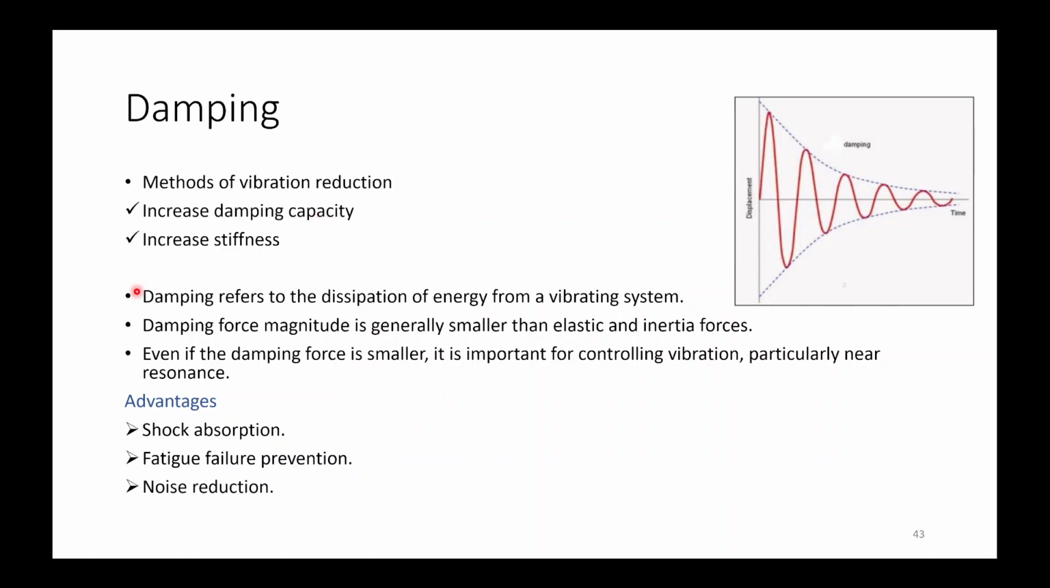In the case of damping, damping is referred to as dissipation of energy from a vibrating system. Damping force magnitude is generally smaller than elastic and inertia forces. Even if the damping force is smaller, it is important for controlling vibration, particularly near resonance. This property is important in the case of vehicles and some machines which are subjected to vibrations.